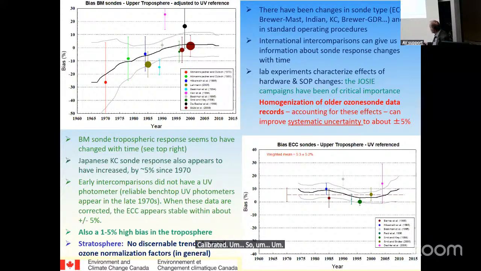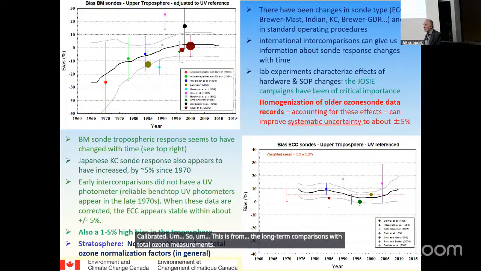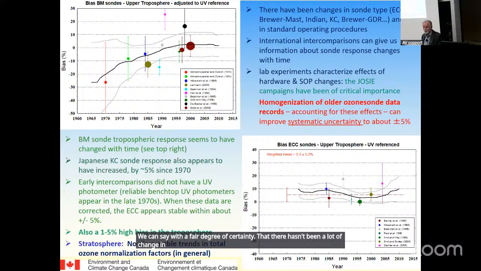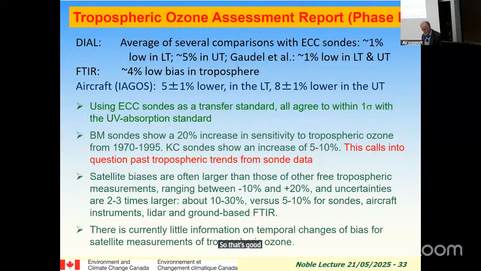This is from the long-term comparisons with total ozone measurements. We can say with a fair degree of certainty that there hasn't been a lot of change in the stratospheric measurements. So most of this change is in the troposphere. So that's good news overall.